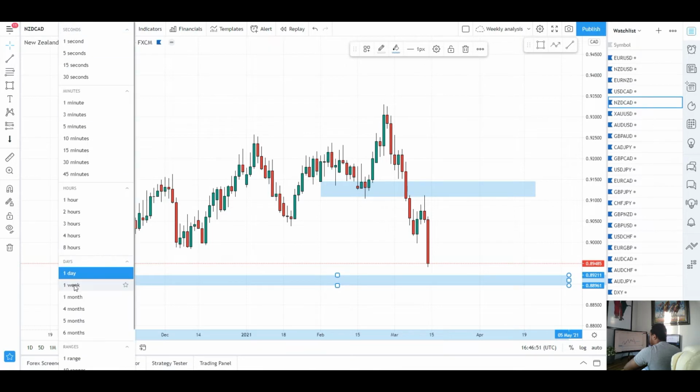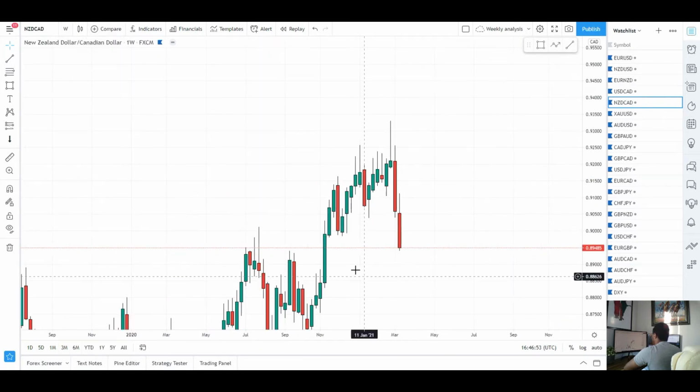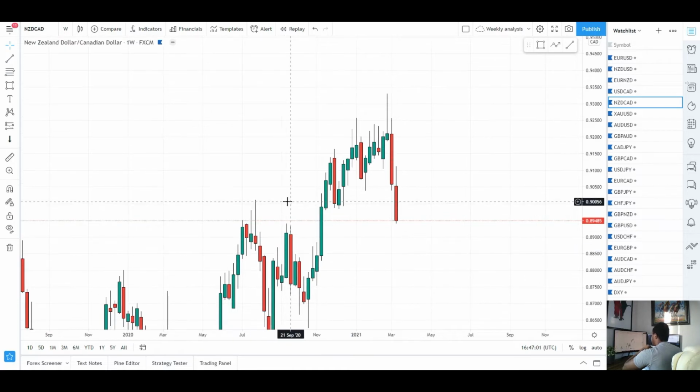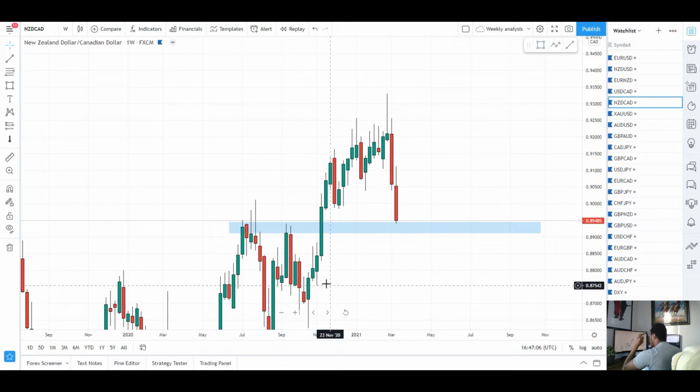If I jump to the weekly, you can see how bearish we're looking here on the weekly. So we are still looking very bearish here. Very strong bearish candle last week, another strong bearish candle this week. So I think we could see a little bit further downside potential for NZD CAD, but do take note that we do have this level here, which is our prior resistance, which will be acting as support.